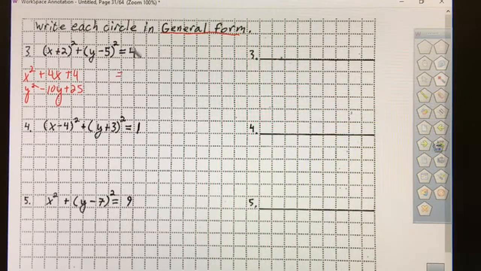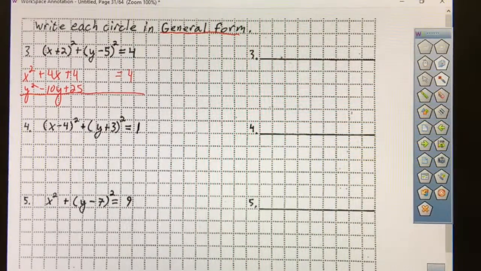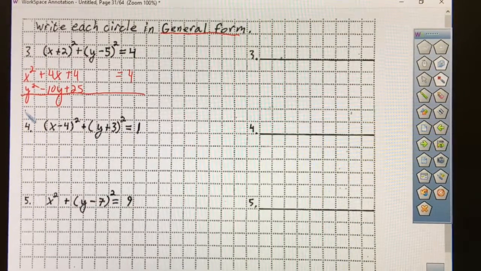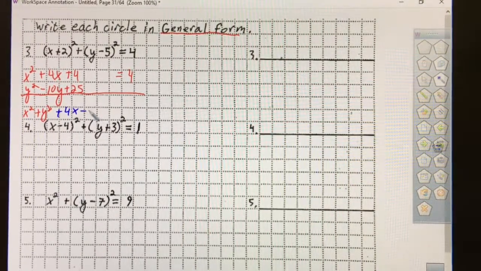And in the general form, you want to bring this 4 over to the other side. So I'm going to do my arithmetic bar. And then I'm just going to combine my terms. So x squared and y squared do not combine. So that's going to give me x squared plus y squared. Then I'm going to do the middle terms. That's plus 4x minus 10y. They don't combine either.